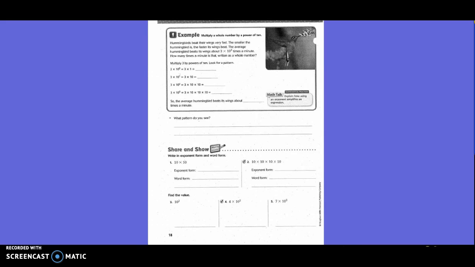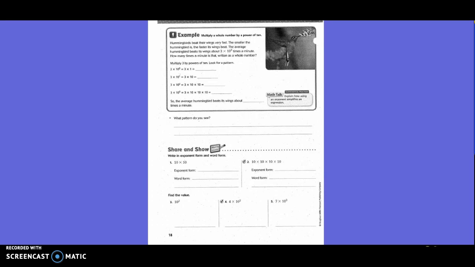So first of all, we need to multiply 3 by powers of 10. So we're going to look for a pattern. Anything to the 0 power is automatically 1. Okay, 10 to the 1st power is 10. 10 to the 2nd power is, what's 10 times 10? 100. And then 10 to the 3rd is 1,000, because you have a 1 with three zeros behind it. So that means 10 to the 0 power, do you have any zeros behind it? No, so it's just a 1, like we said.